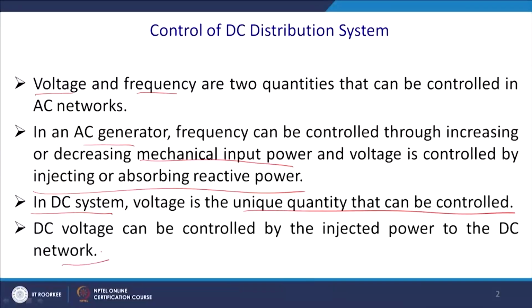So, DC voltage can be controlled by injecting power into the DC network, and it can also take power out of the DC network. That control has to be managed. Just as the frequency changes when the demand increases, you will find that the bus voltage will droop, and we need to control the droop. That is the basic essence of the DC microgrid.